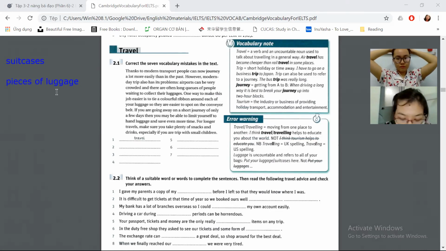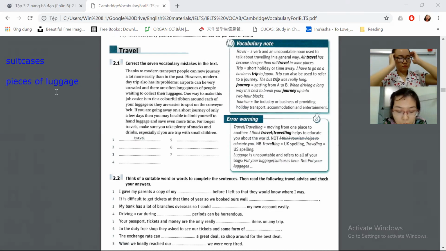If you are going away on a short trip of only a few days, then you may be able to limit yourself to hand luggage and save even more time. For longer trips, make sure you take plenty of snacks and drinks, especially if you are traveling with your children. Very good. The small children.